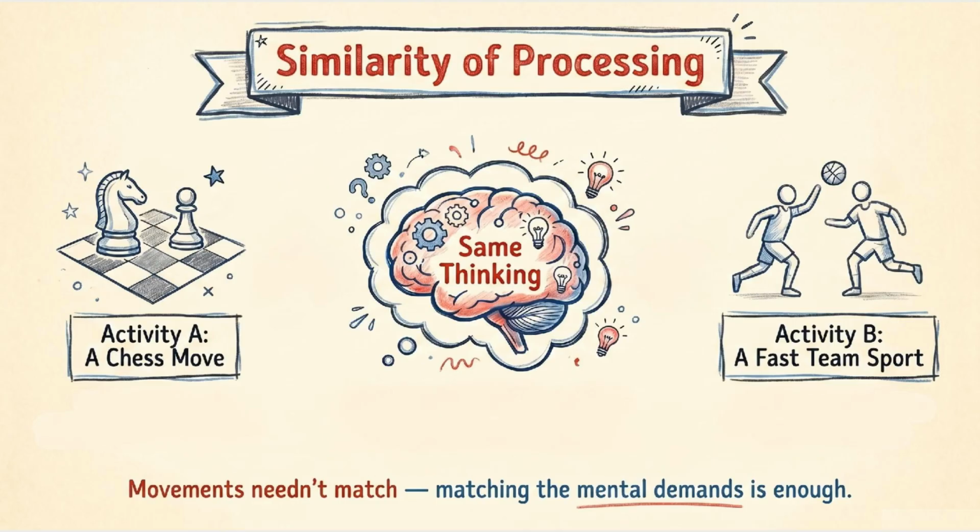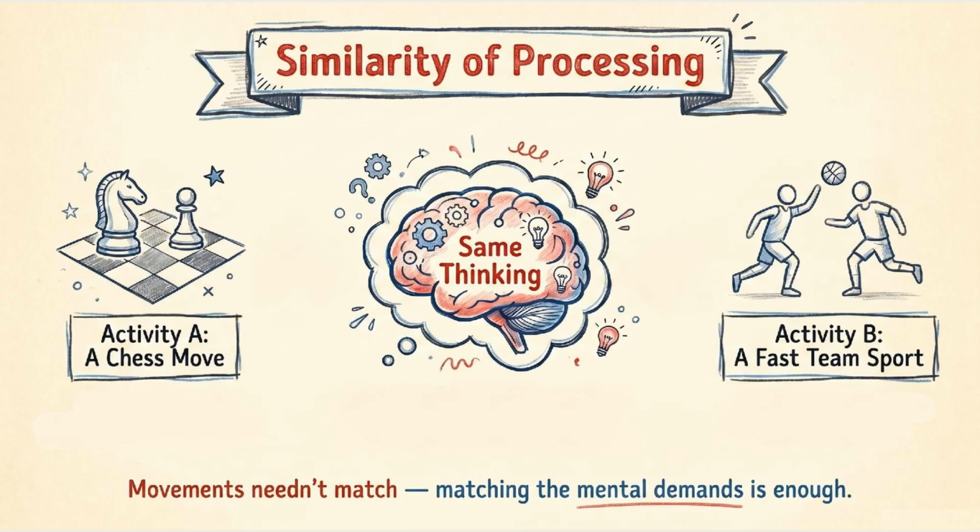Here, what transfers isn't the movement at all, it's the kind of thinking the skill requires. The claim? If your target task demands rapid decision-making, problem-solving, applying rules, controlling attention, or doing two things at once, then your practice has to demand those same cognitive processes, or the transfer won't be there when it counts.